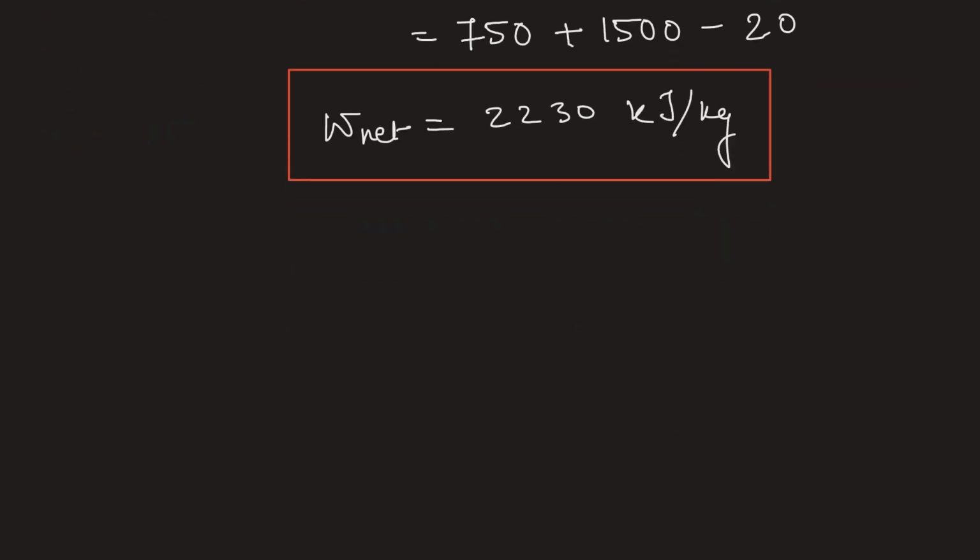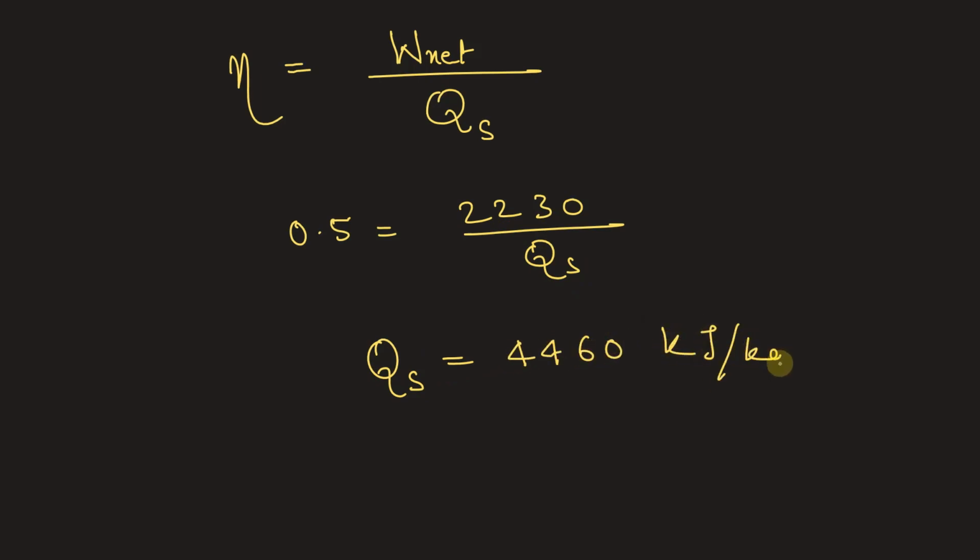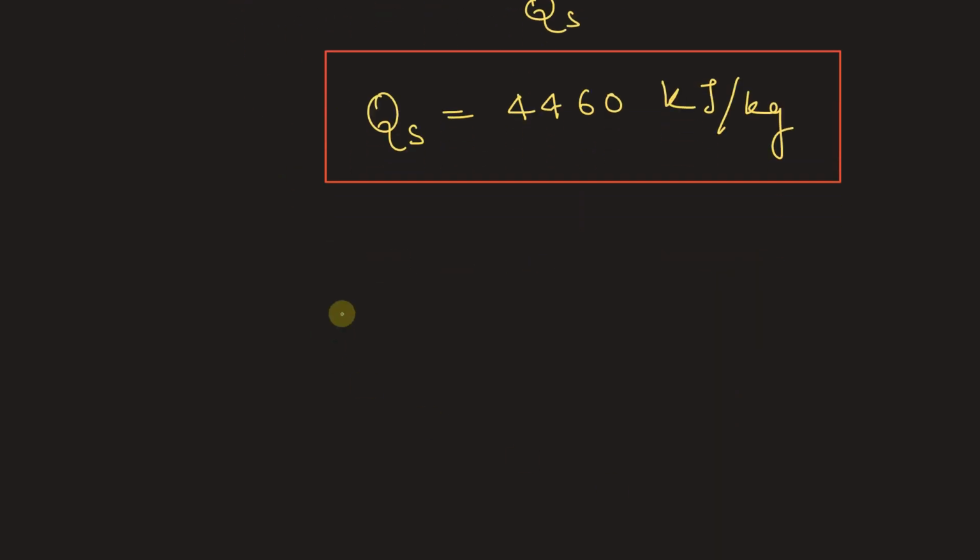Also we know that the efficiency of the cycle is given. The efficiency is net work done divided by the heat supplied. For heat supplied, let's write QS. Eta is given to us as 0.5 and net work done we have calculated as 2230. So we can get QS from here. QS will be 4460 kilojoule per kg.